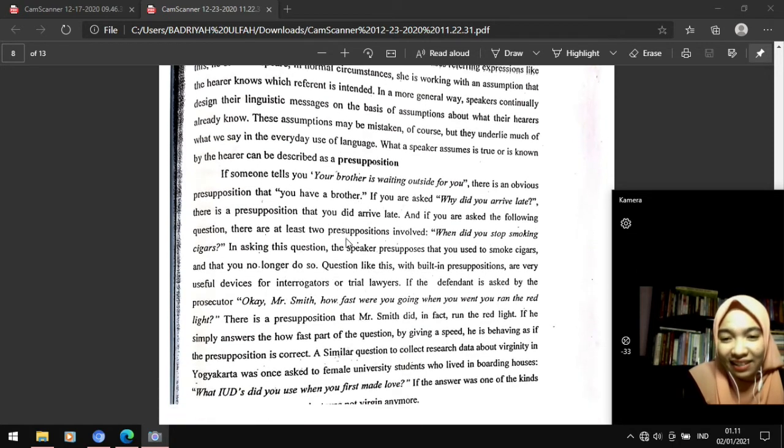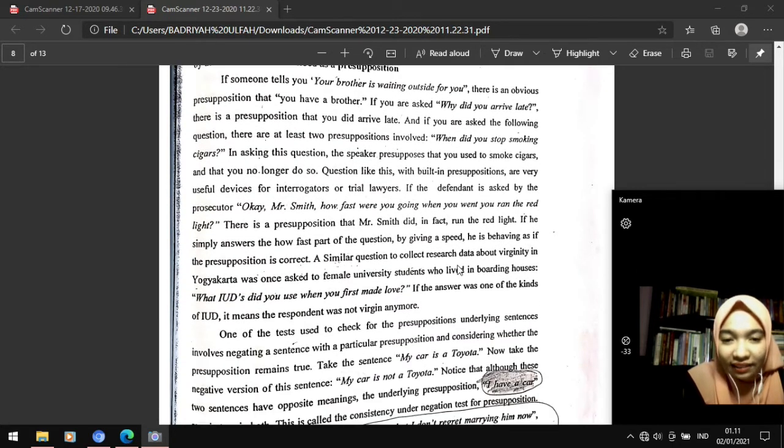See the example. This one. I like this example. A similar question to collect research data. So this example is to collect research data about virginity.